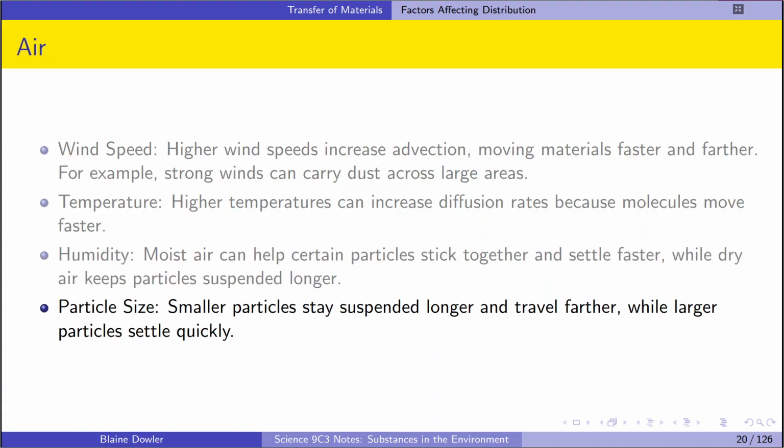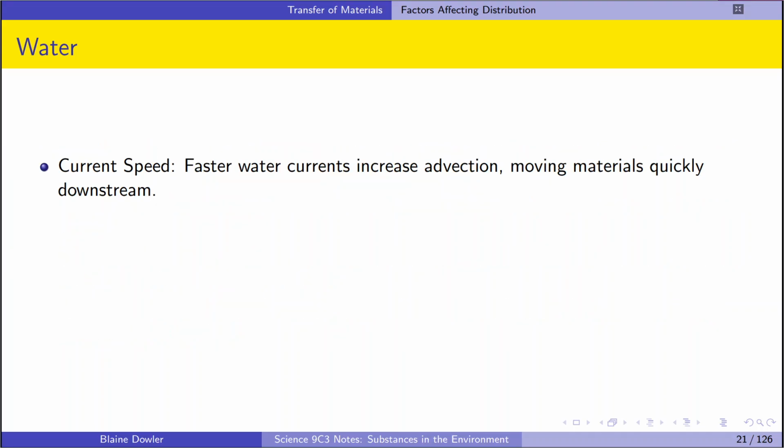Particle size. Smaller particles stay suspended longer and travel farther, while larger particles settle quickly. Factors in water. The current speed. That's not the speed now, that's the speed of a river current or an ocean current. Faster water currents increase advection, moving materials quickly downstream.